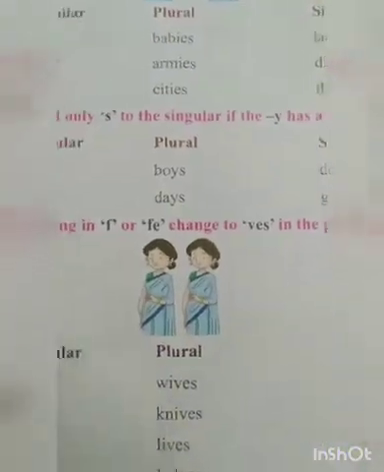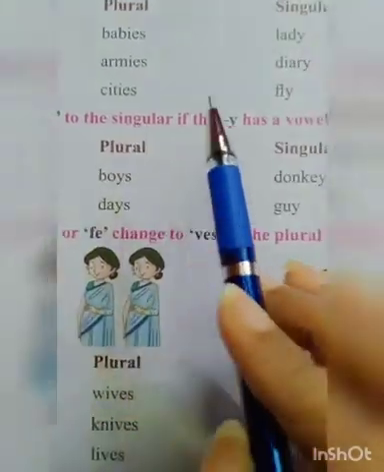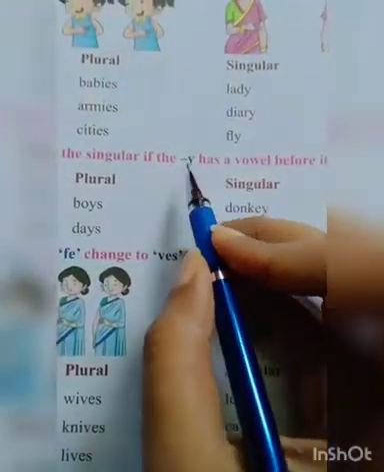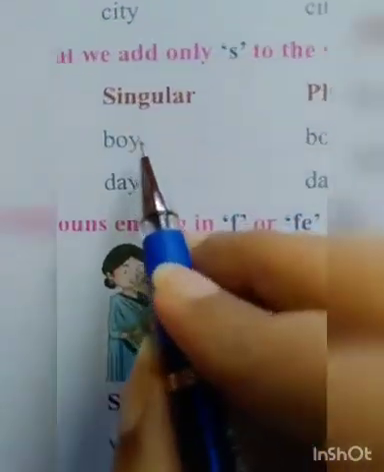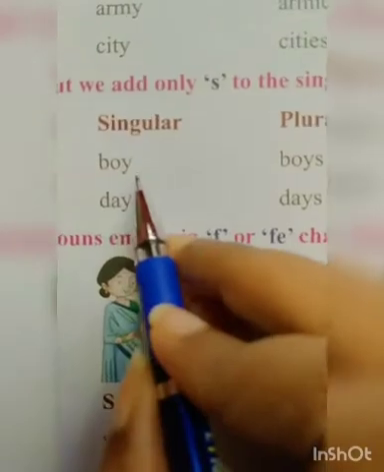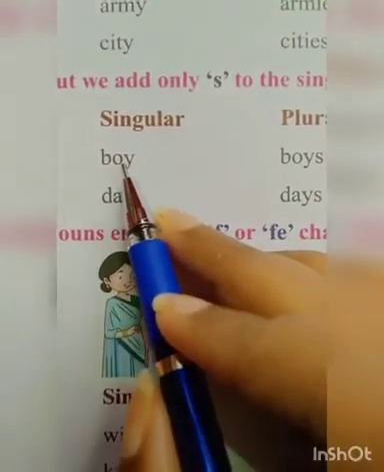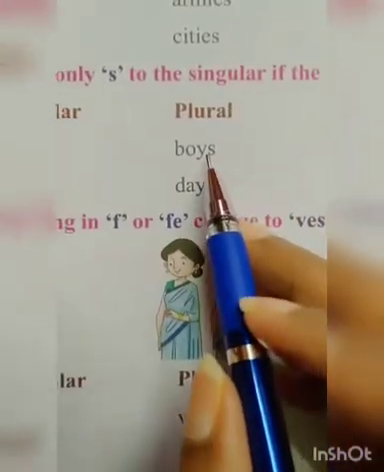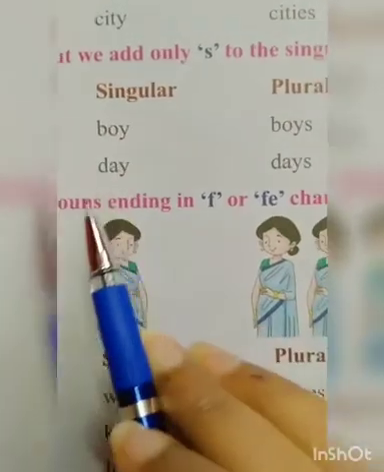Now see the next one: we add s to the singular if the y has a vowel before it. Suppose here the word is boy. The word ends with y. Now before y, if a vowel is there, then we will only use s in the plural form. I hope you are getting it. Now see, o is a vowel.